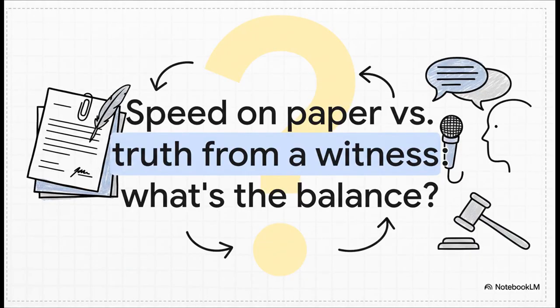And that leaves us with a final question to think about. The application procedure offers incredible speed and efficiency by relying on paper. But a traditional trial gives you the chance to see a witness, to cross-examine them, to search for the truth in person. So what's the right balance for delivering true justice? It's the central tension at the very heart of this entire legal process.